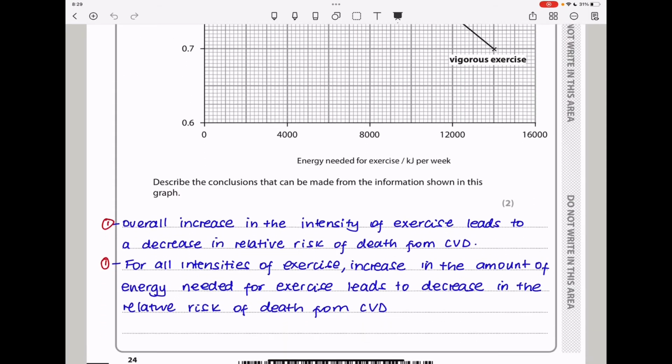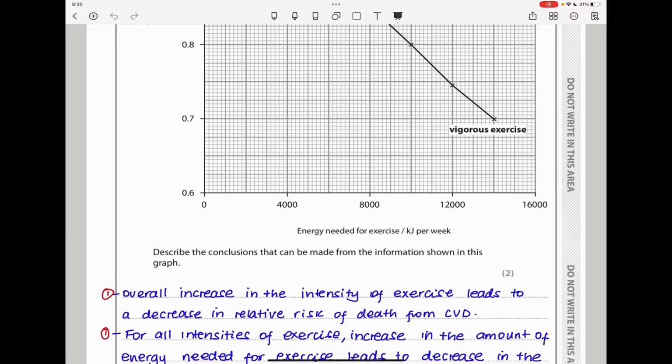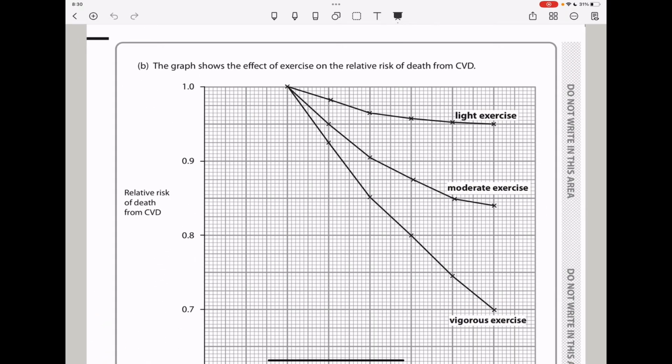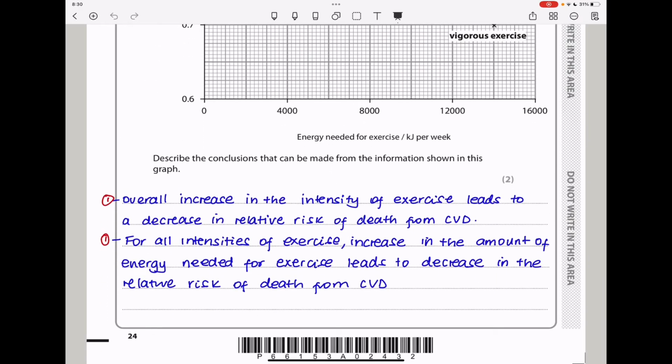So the question here says, describe the conclusion that can be made from the information shown in this graph. I can see from this graph that overall, an increase in the intensity of exercise leads to a decrease in the relative risk of death from CVD. So with more intense exercise, we see there is always a lower risk in comparison to the others that are not doing very intensive exercise.